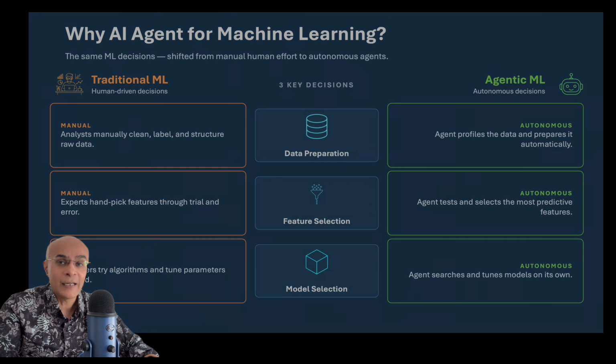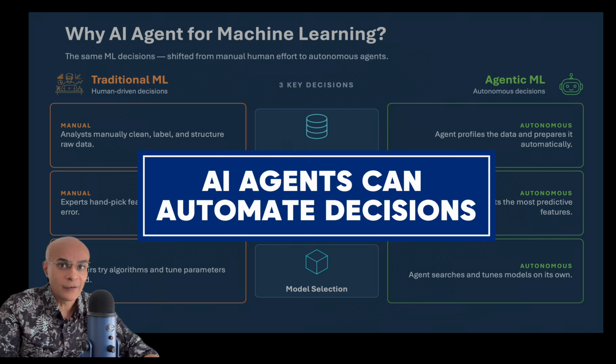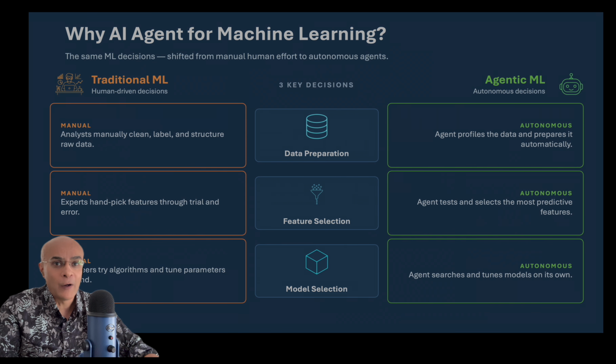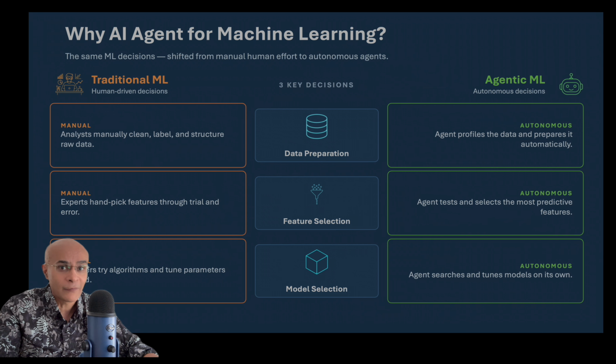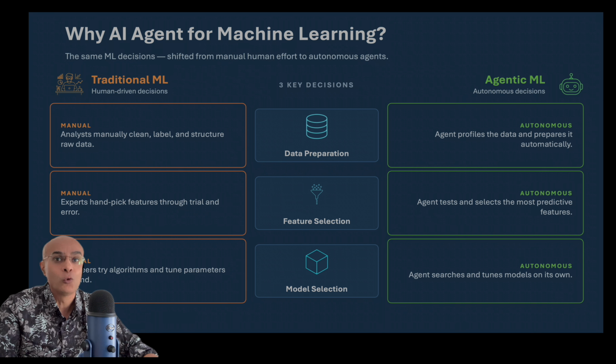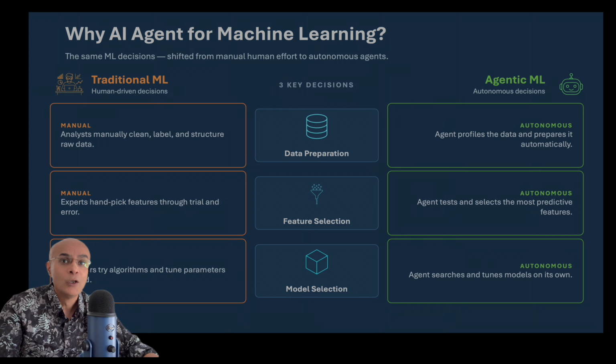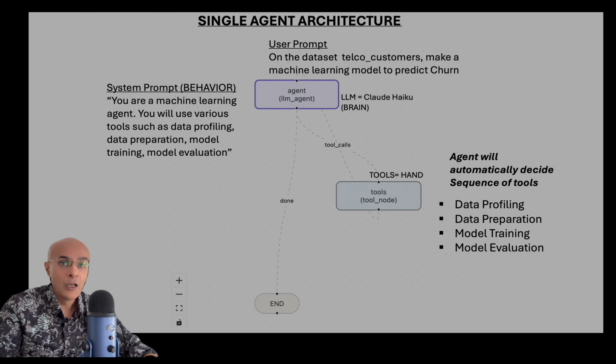Now, AI agents can help you to automate all these decisions by taking these decisions by themselves. They can profile the data automatically, then they can also decide what is the best data preparation approach, as well as what is the algorithm to use. So agentic machine learning can help you accelerate your machine learning process. You do not have to write the machine learning code by yourself, but the agent is going to do it for you.